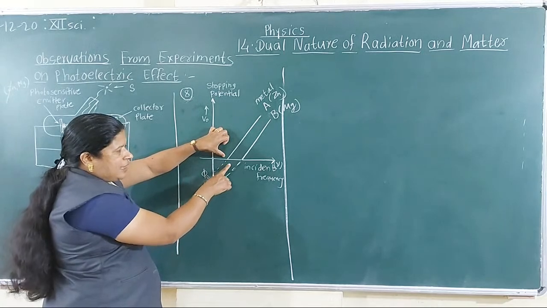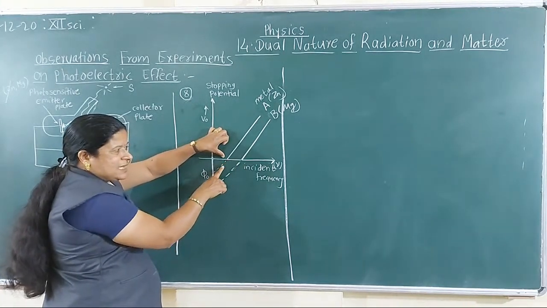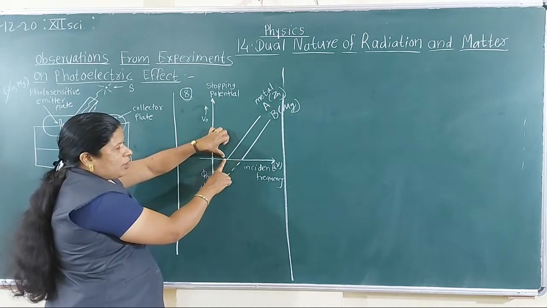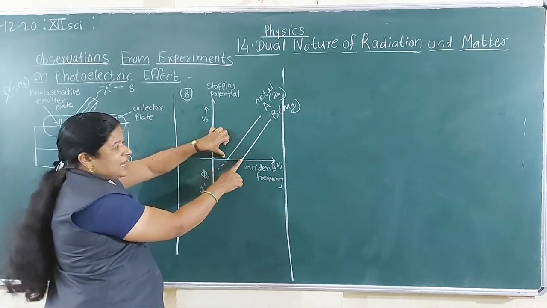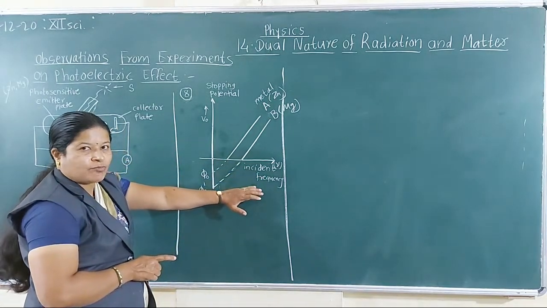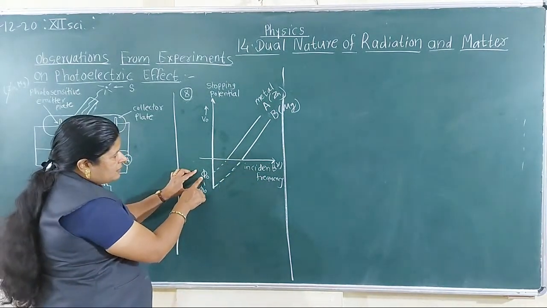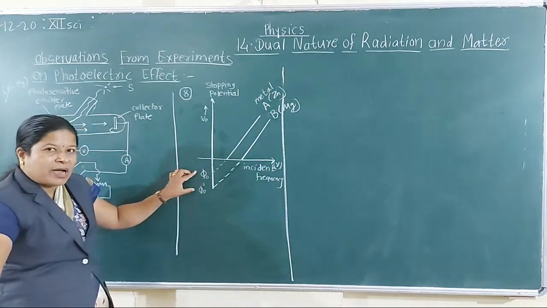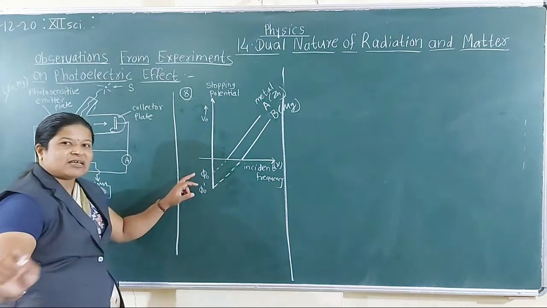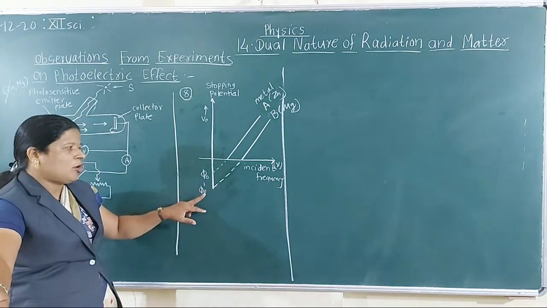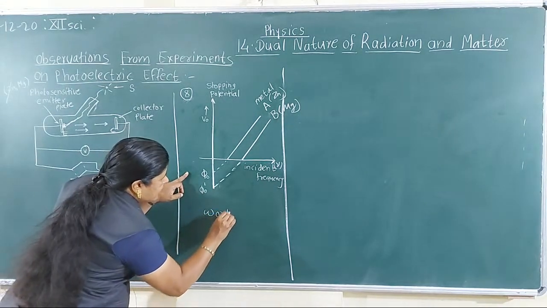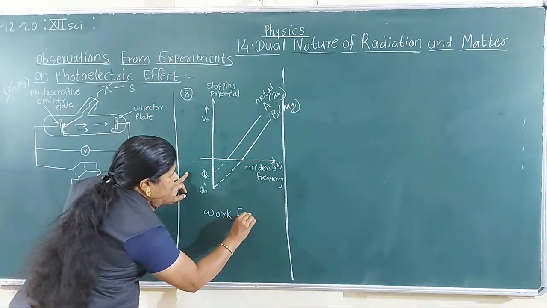Graphically, it shows that the intersection of these two lines on the incident frequency axis is different, and this phi naught indicates the work function of the metal. We call it the work function.